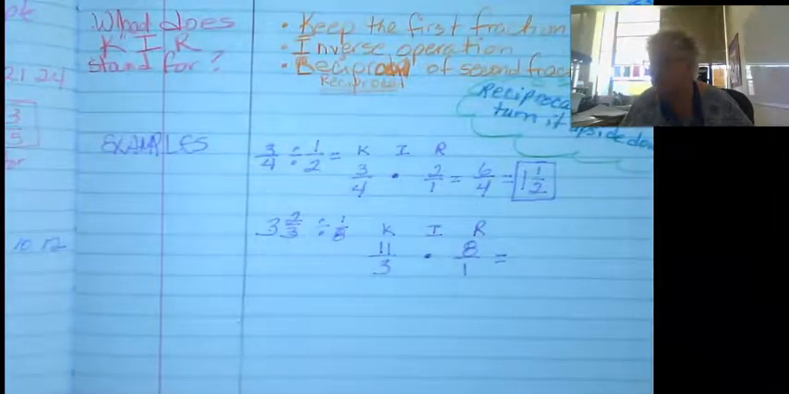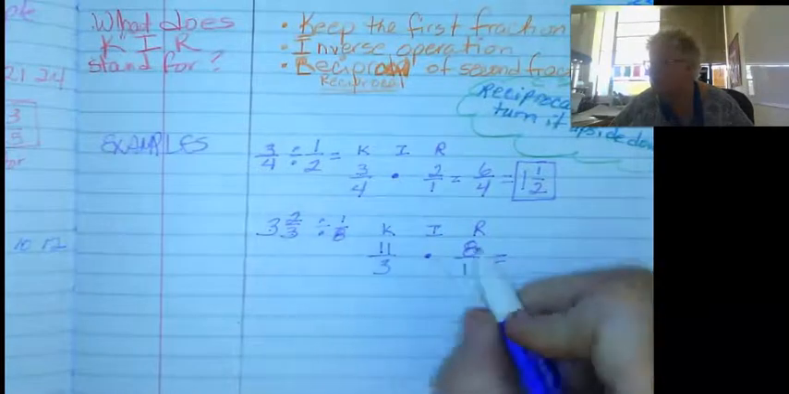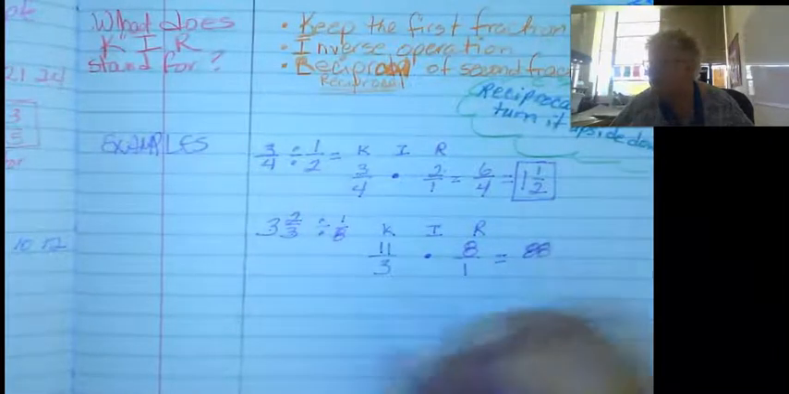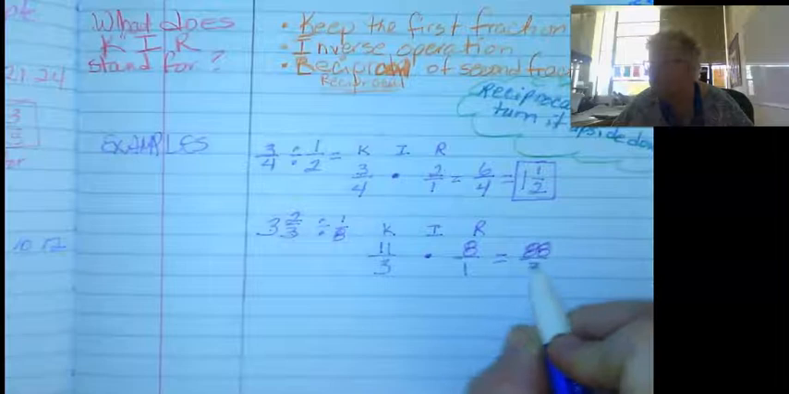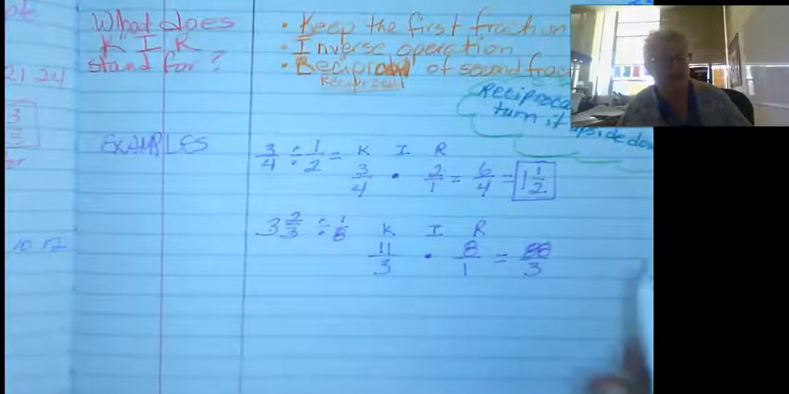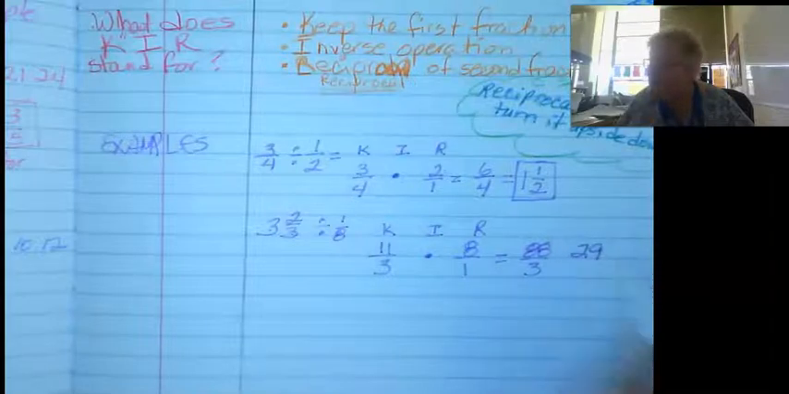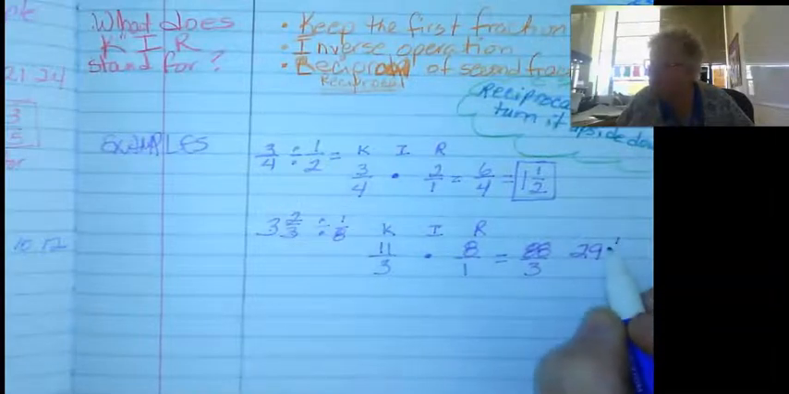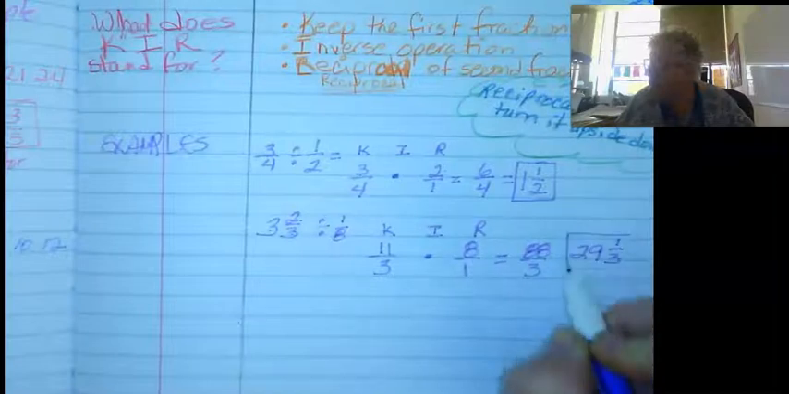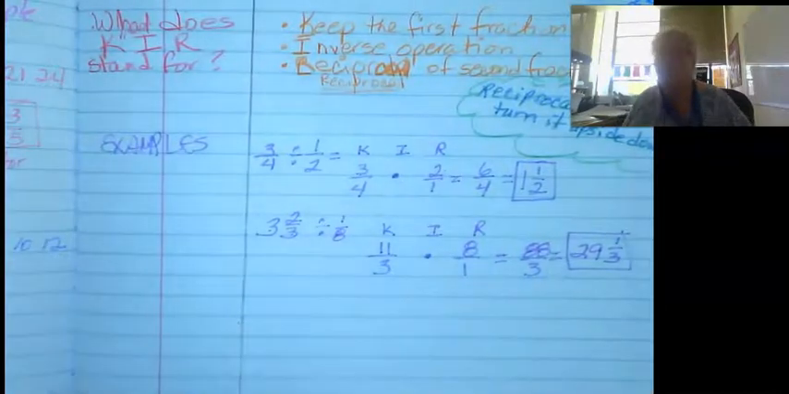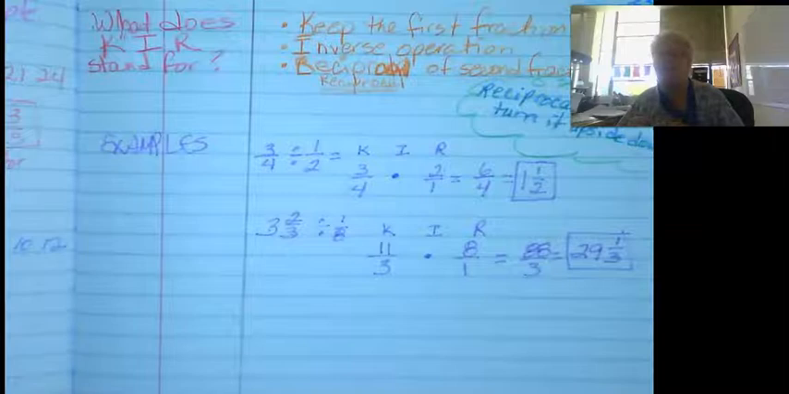Now we just MMS. 11 times 8 is 88. 3 times 1 is 3. And now we're going to simplify. Well, 3 goes into 88 29 times, and that leaves me 1 left over, so 29 1/3. Okay, that's it. It's just that easy.